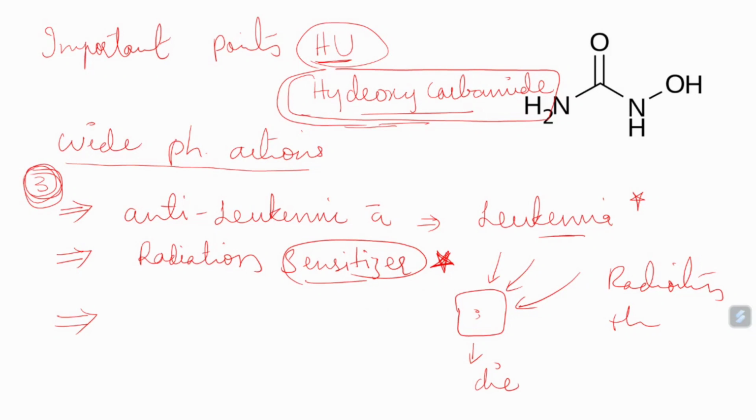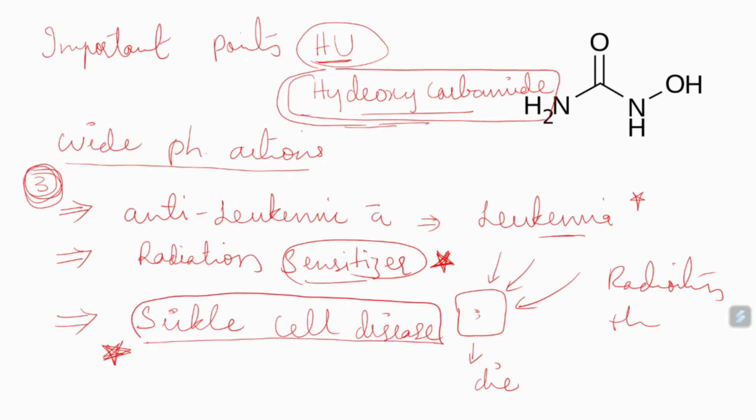And next, very, very important, the third pharmacological action of hydroxyurea is that it is used in sickle cell disease. This indication is widely used in hospitals, and I will explain it in detail. Simple one point: hydroxyurea is used in sickle cell disease. Why is it used? Hydroxyurea induces the production of hemoglobin F, or it helps in production of fetal hemoglobin. I'll explain all these concepts now.